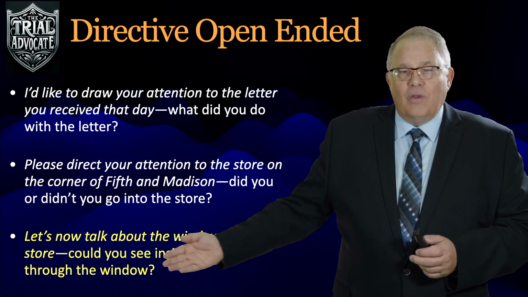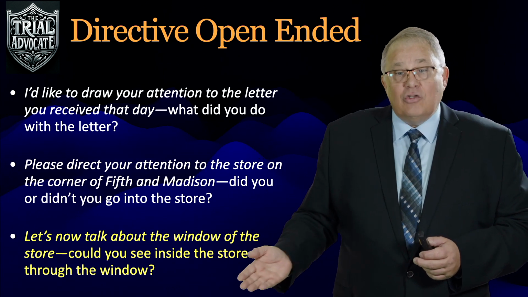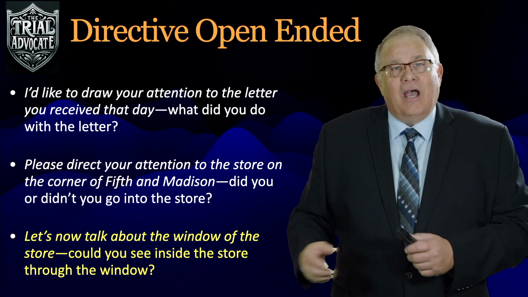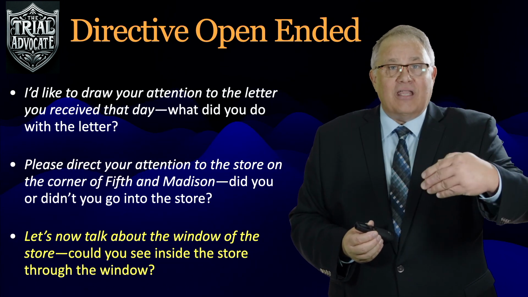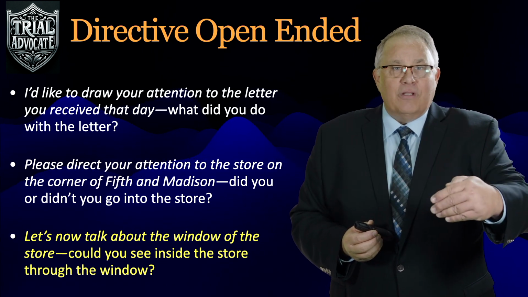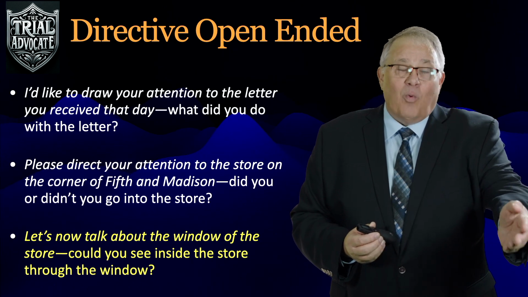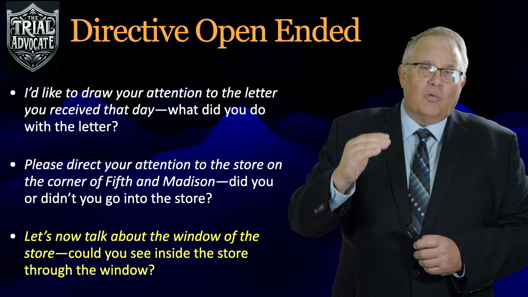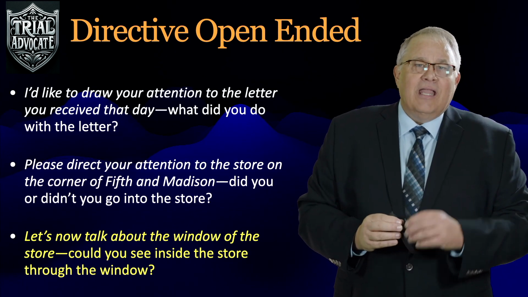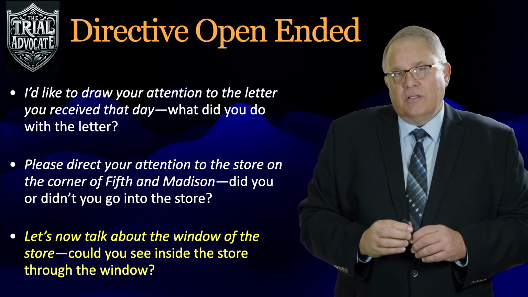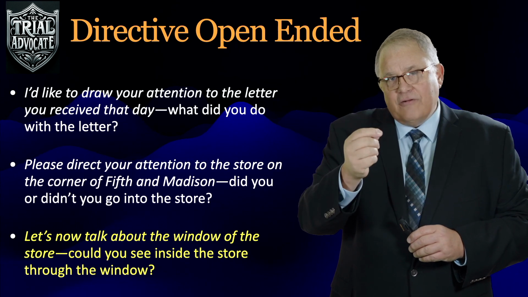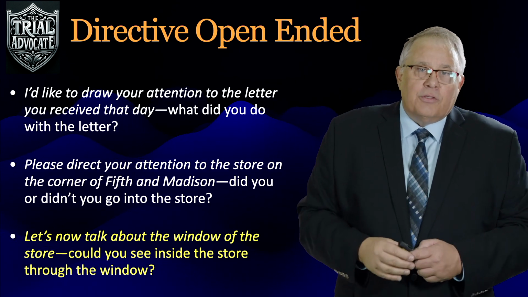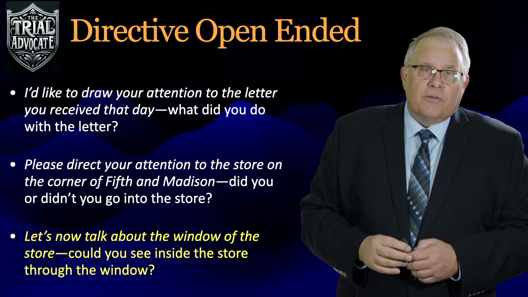Let's now talk about the window of the store. You could see inside this. Could you see inside the store through the window? Now I am asking a question of capacity. I'm trying to establish a line of sight for the witness to explain why we can rely upon what they saw next. If you'll think about directive open-ended questions as we've outlined them here, each and every one of them is almost a signpost for a piece of information that's important to the jury, or at least to the lawyer. Whether the jury thinks it's important or not is another question.